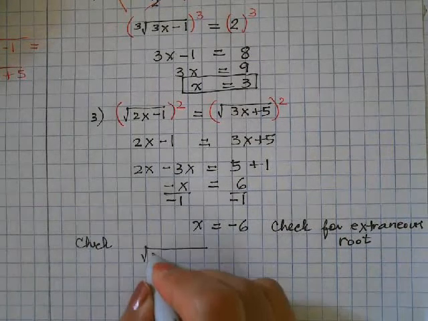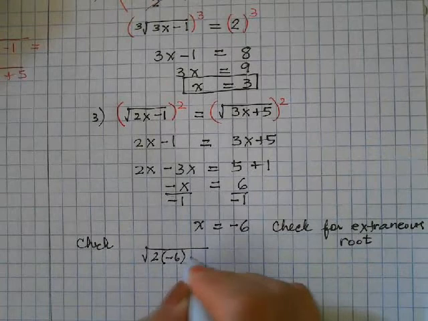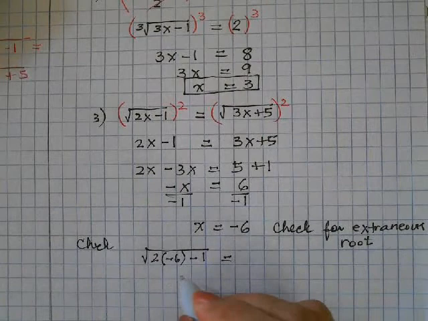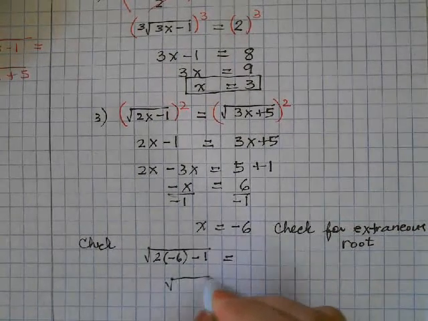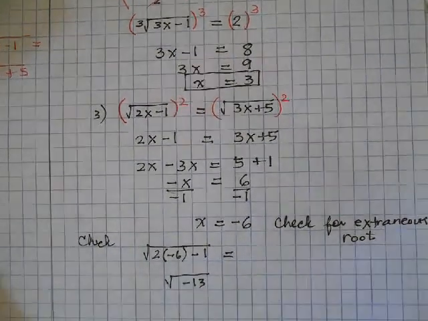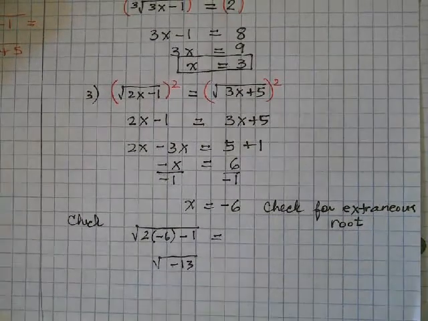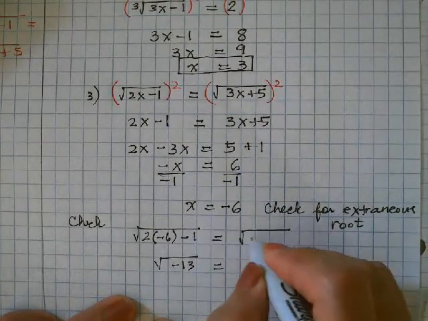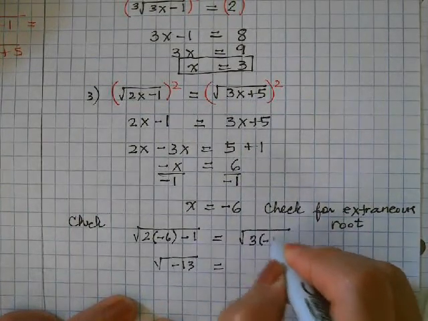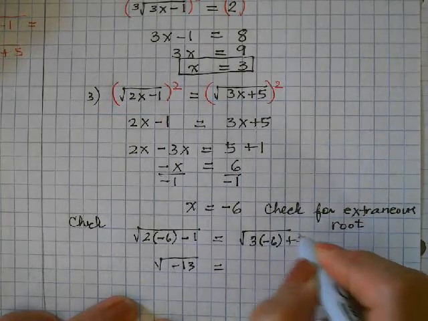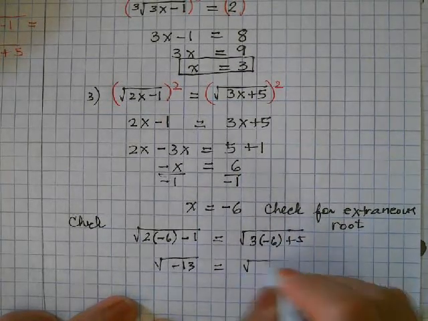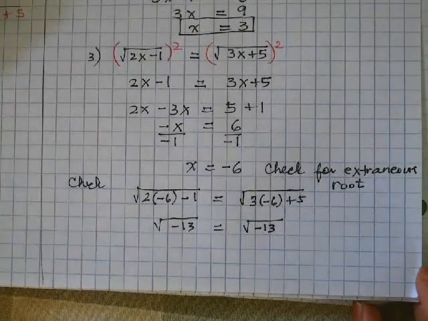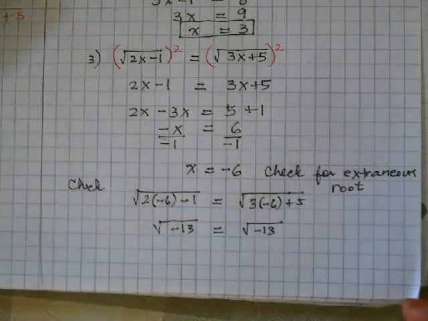2 times negative 6, minus 1. Oh, that's already negative. That is the square root of negative 13. That's not possible, that's the square root of 13i. But let's just continue. On the other side, you will also get 3 times negative 6, plus 5. So you will also get the square root of negative 13. Although they are equal, you got a square root of negative 13.